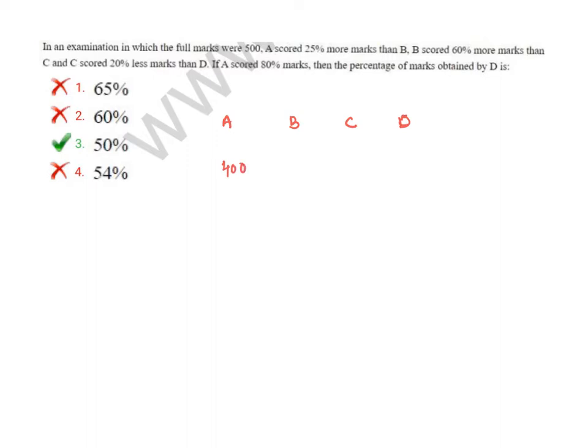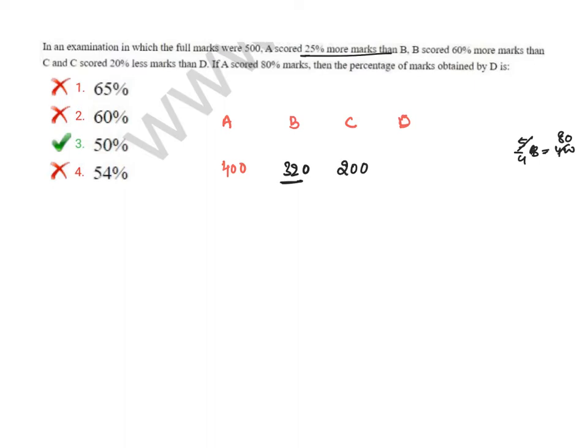So he clearly says A scored 25% more. 25% more means 5 by 4th of B is equal to A. So 5 ones are 5, eights are. Therefore 80 into 4 is 320. Therefore B scored 320. And B scored 60% more than C. 60% more means 160%. If 160% is 320, 100% is 200.